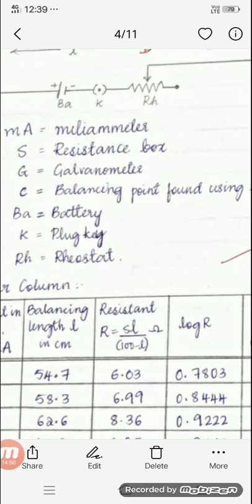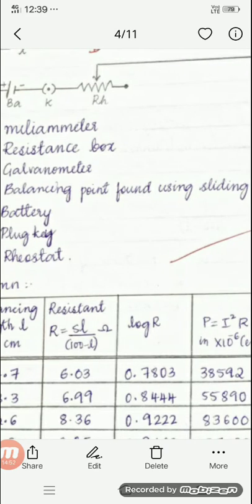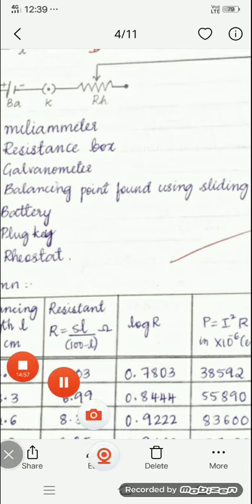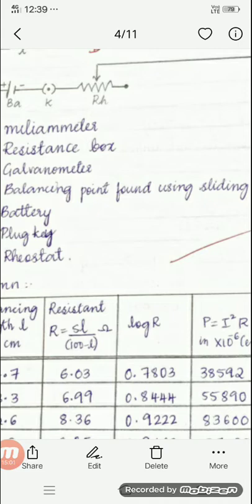By using this, you are going to calculate the resistance value, then plot a log graph, and also calculate the log for the resistance value.